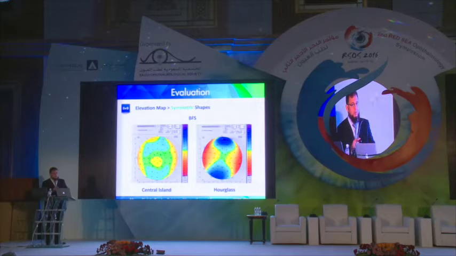Shapes on the best fit. If I want to study the shape of the elevation map, I have to use the best fit sphere, not the best fit toric ellipsoid. It should be the sphere. So on the sphere, we have hourglass and we have central island. Both are symmetric.